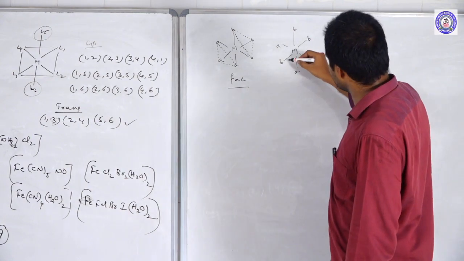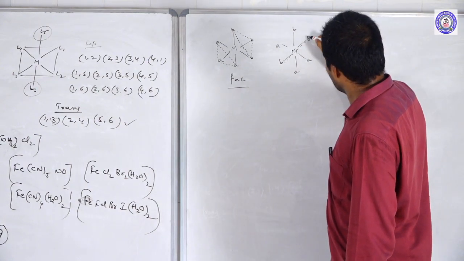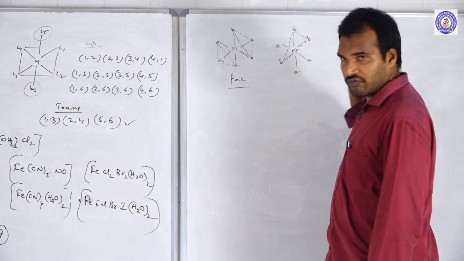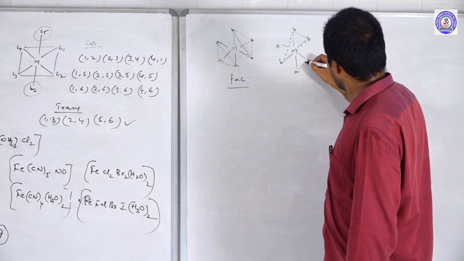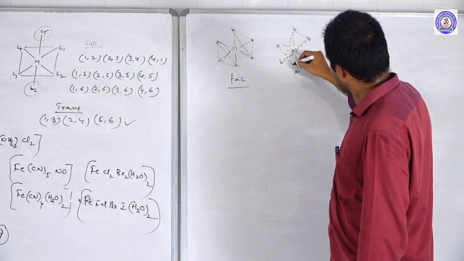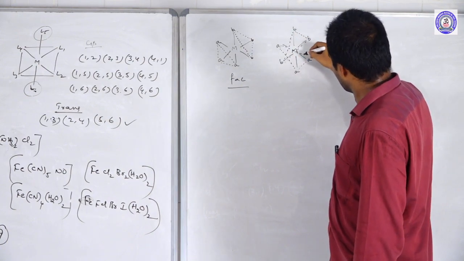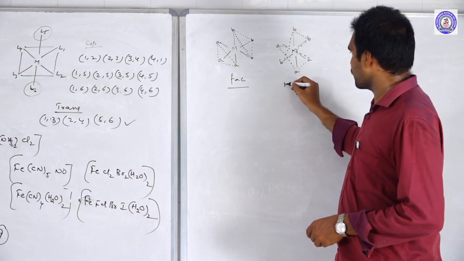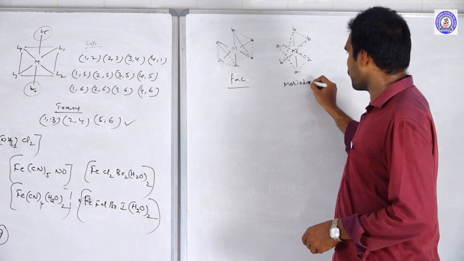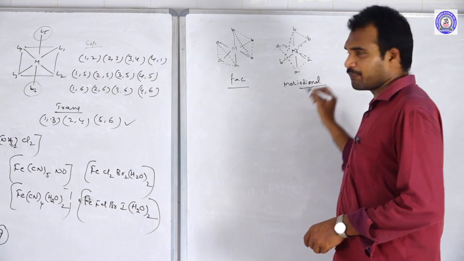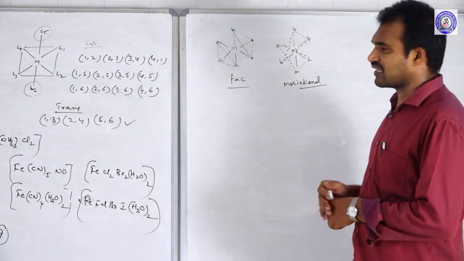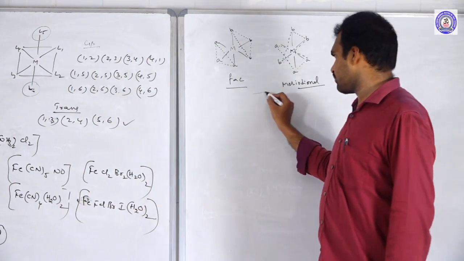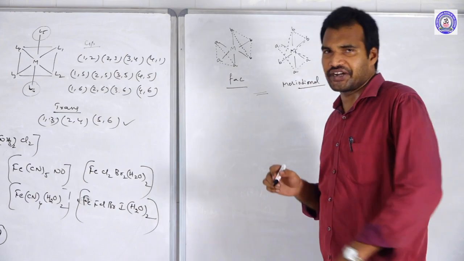So for example, you just connect them. That is the next meridional. So this isomer we call meridional, or mer simply. So MA3B3 type has how many geometrical isomers? Two geometrical isomers are present. This one is facial, another one is meridional.